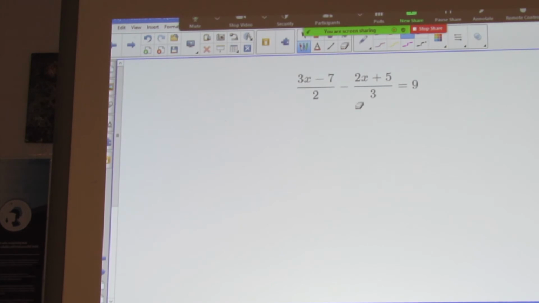All right, so our LCM, I've got a 2, a 3, and an invisible 1, but a 2, 3, and 1. 2 isn't going to go into 3, so I'm going to need the next multiple of 3 maybe. That's 6. Yeah, 2 does go into 6. Of course, 1 goes into 6, so we'll use 6. Okay, let's multiply this all by 6.